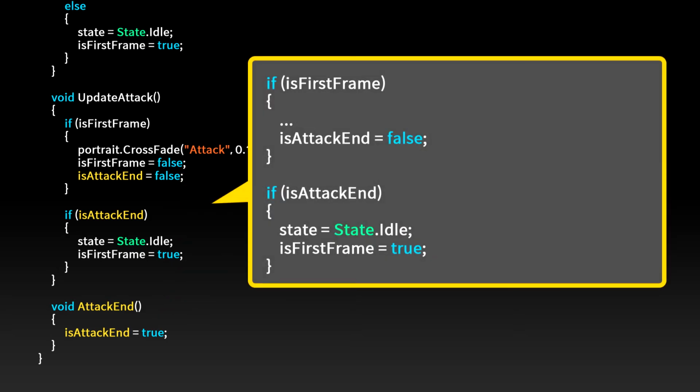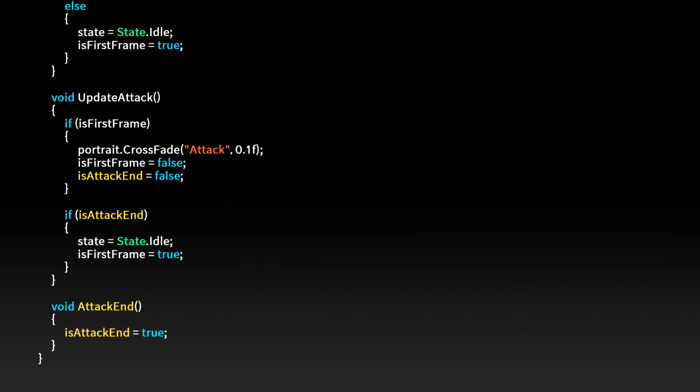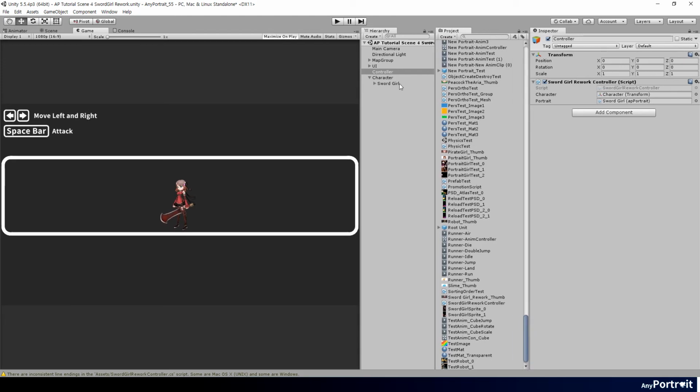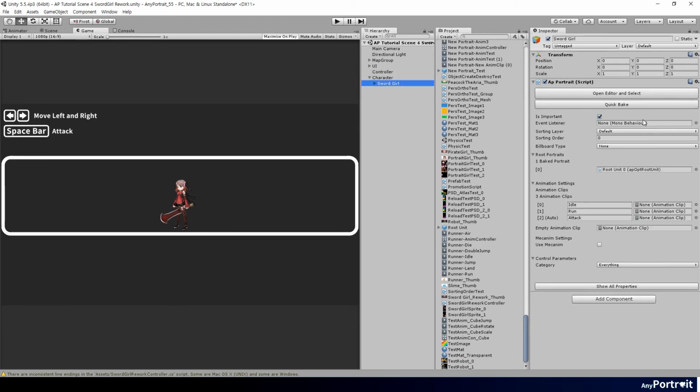And now, modify the code in the UpdateAttack function. Initialize the isAttackEnd variable to false. If the attackEnd event is called and isAttackEnd is changed to true, it will go to the idle state. Return to the Unity scene, select the AP Portrait, and link the script you created to the event listener.